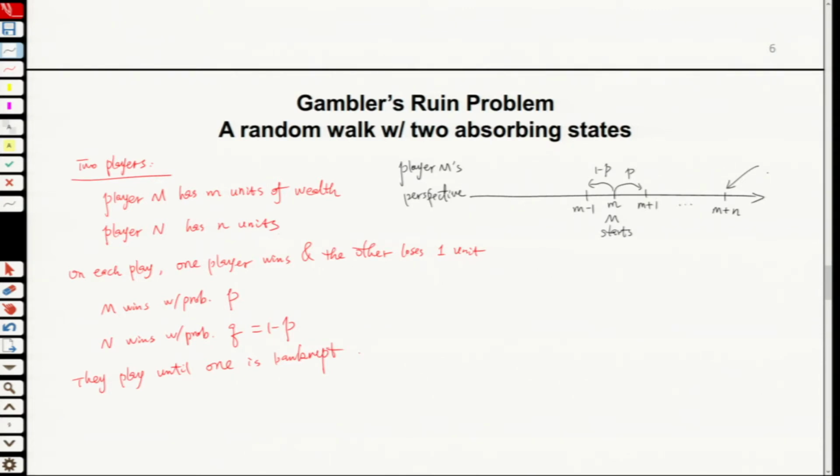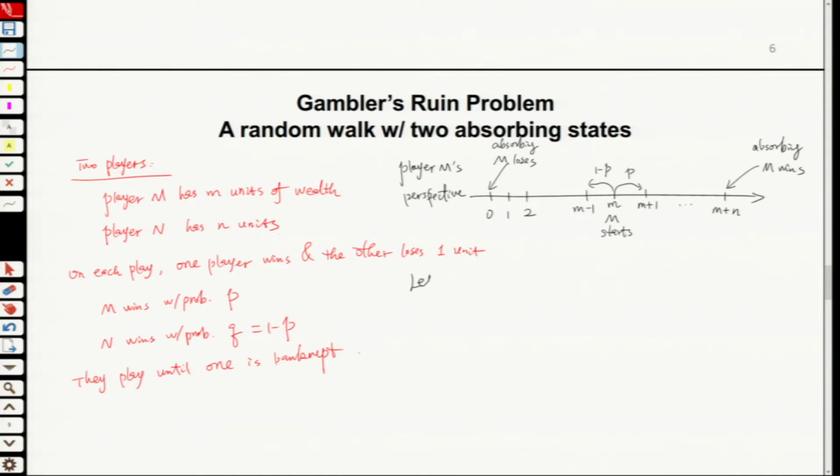So we're talking about they play until one is bankrupt. If you guys play with each other, you said the theory doesn't work. That's because maybe you play 10 times, you stopped. You have to play until one goes bankrupt. So this is absorbing. So M wins. Now we can go here, 0, 1, and 2. This is another absorbing state. M loses. Okay.